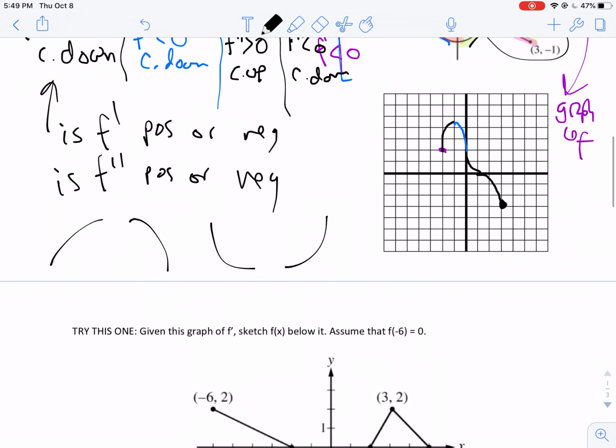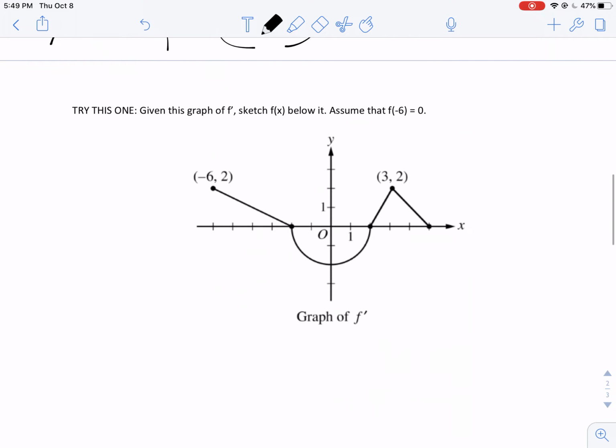I'm going to give you one to try, and then let's talk about this in class. So here's a graph of f prime. I'm telling you f of -6 is 0. That's your starting point that you're always going to have. Go ahead and give this a shot, and we'll talk about this in class. Bring you some questions in class on how to sketch some graphs, and I'll see you guys soon.